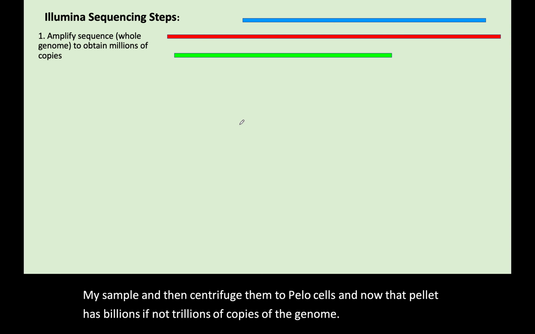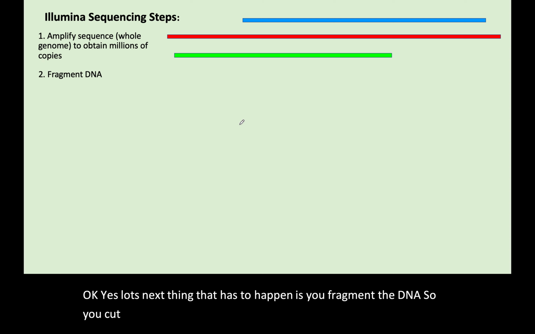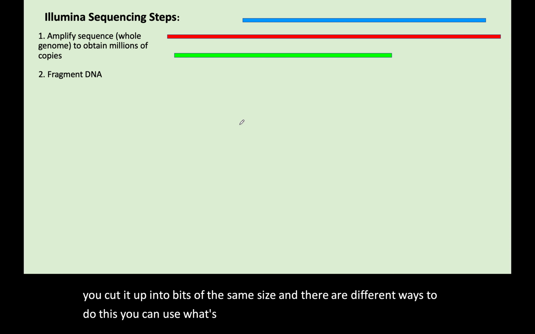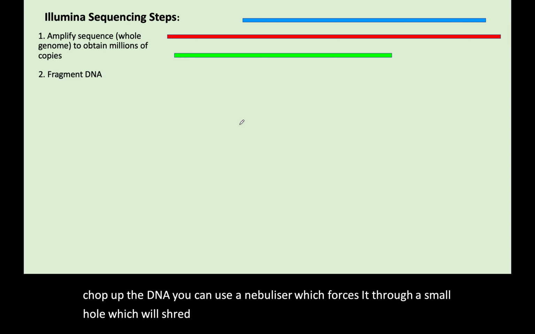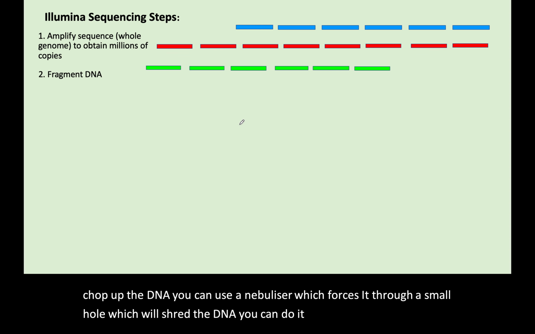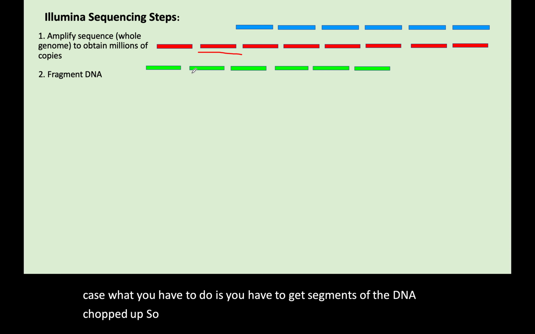Okay. The next thing that has to happen is you fragment the DNA. So you cut it up into bits of the same size. And there are different ways to do this. You can use what's called sonication, which uses sound waves to chop up the DNA. You can use a nebulizer, which forces it through a small hole, which will shred the DNA. You can do it enzymatically. But in any case, you have to get segments of the DNA chopped up so that they can be processed.